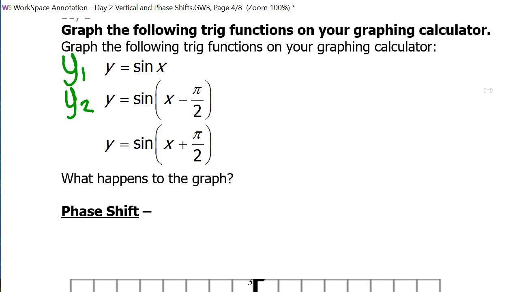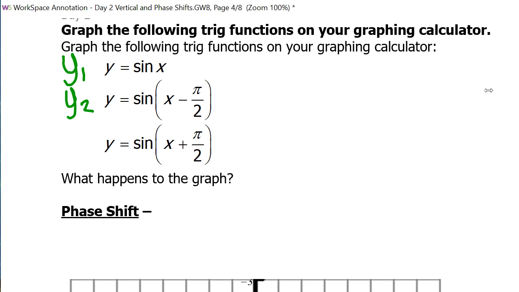So we have sine of x in y1, and in y2, we have sine of x, and inside the parentheses, you need to have x minus pi divided by 2. Now, this value is inside the grouping symbol. So if the number is inside the grouping symbol, what type of translation do we have? Horizontal. It's going to move either left or right. So if it's a minus, which way does it move? To the right. So let's hit the graph button and see.